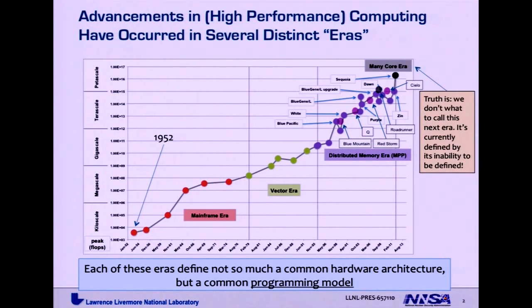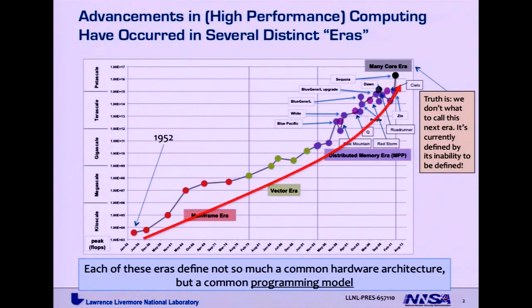The reason I'm making this point is we're on the cusp of a new era in computing, where things are really changing dramatically out from under us. And we don't quite know what to call this yet. There's no one defining feature necessarily of this new era like there has been in the past. We had mainframes, we had vectors, we had this distributed memory era, which we're still in. But this many-core era, for lack of a better term, is where we're at now. This is things like accelerators, lots and lots of small, simple cores. It's really all about extracting parallelism from your applications.